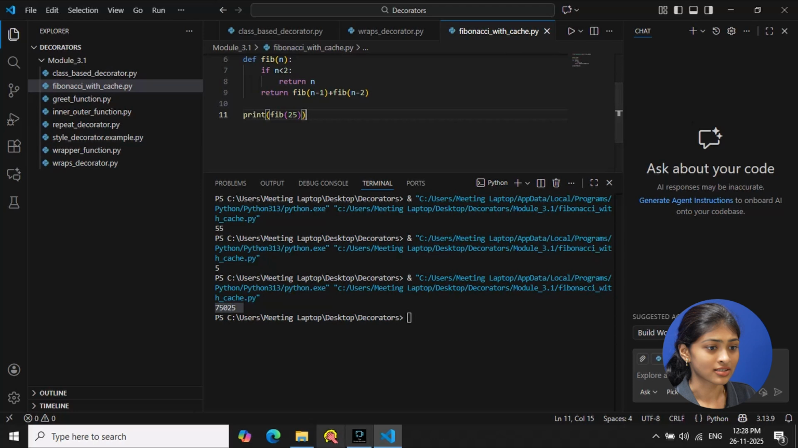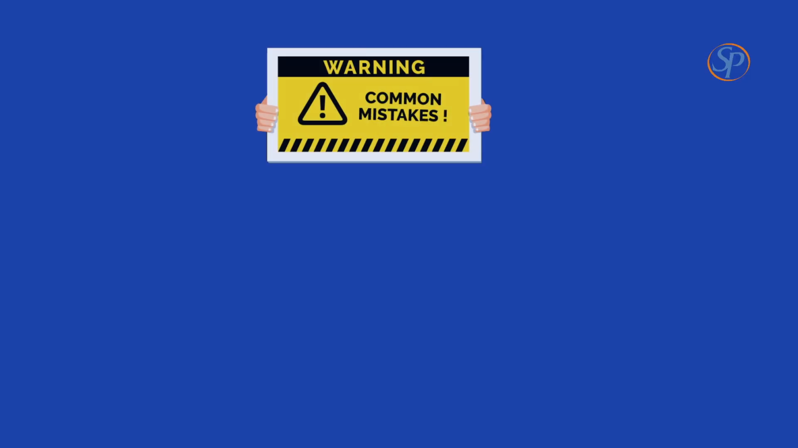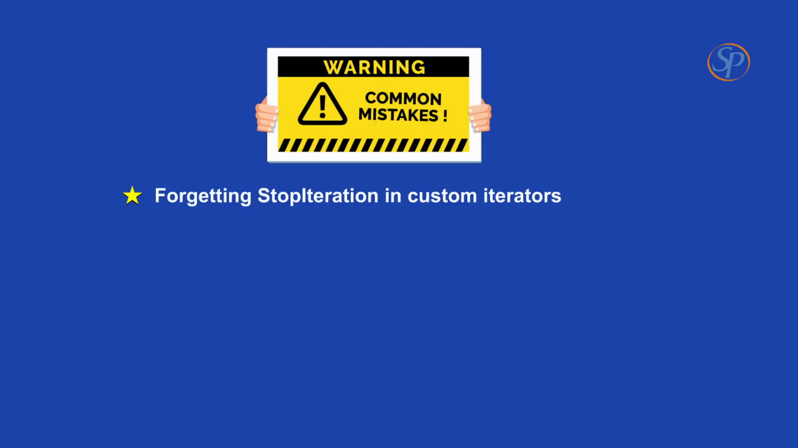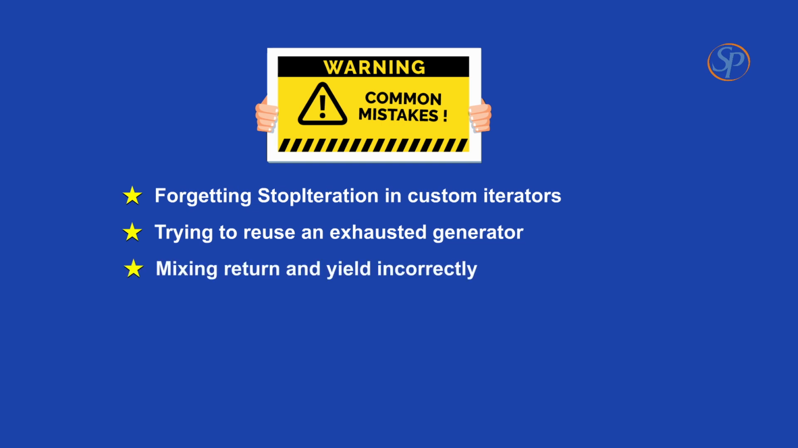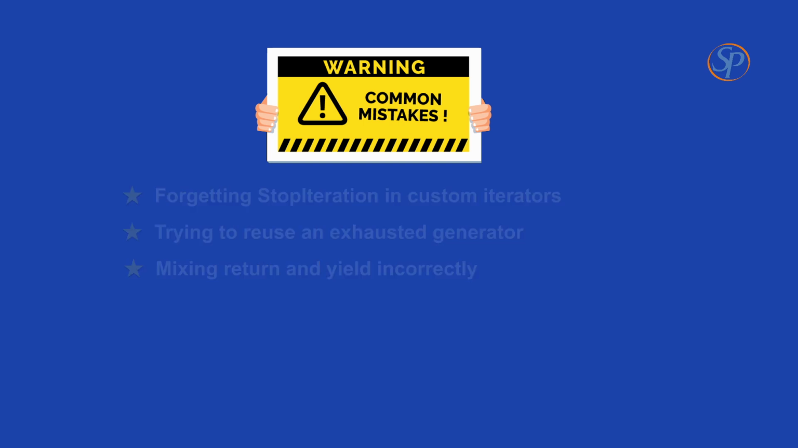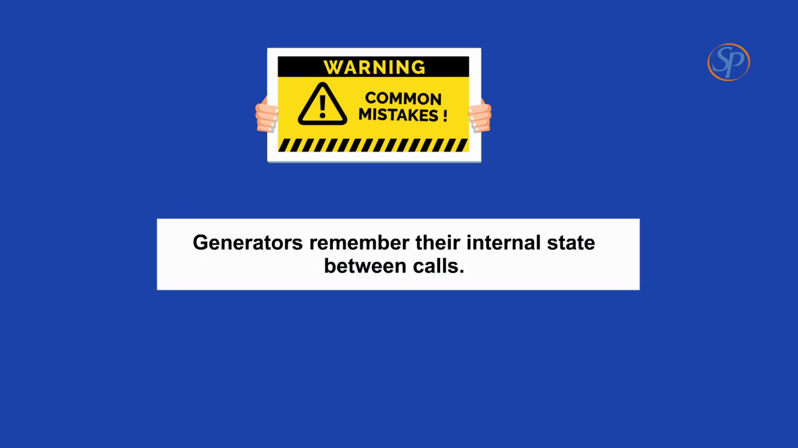That's with the decorators. Now you are going to see the recap and interview questions. Common mistakes to avoid: forgetting proper termination in custom iterations, trying to reuse an exhausted generator, mixing return and yield incorrectly. Fun fact: generators remember their internal state between calls.